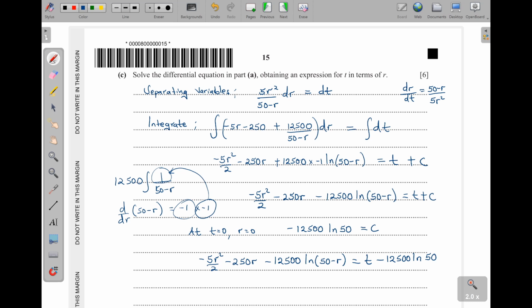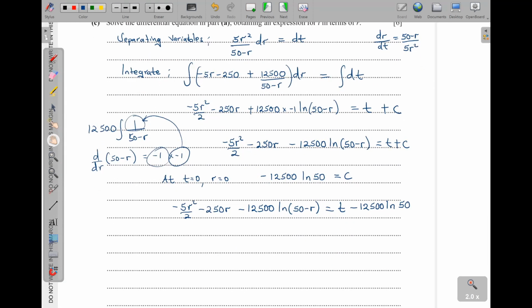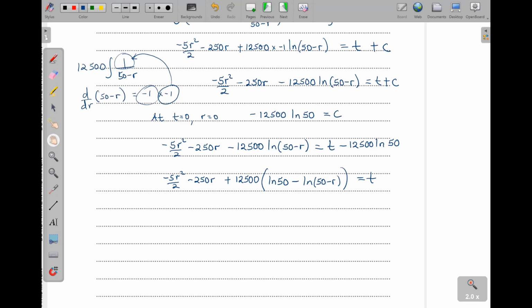Okay, and they told us to obtain an expression for t in terms of r. So this one can come this other side, and then we have 5r squared over 2 minus 250 of r, plus 12500. Then inside here, I can put natural log of 50, then minus the natural log of 50 minus r. I can even leave it here, okay? But I can go ahead and factorize this one, 12,500, okay?